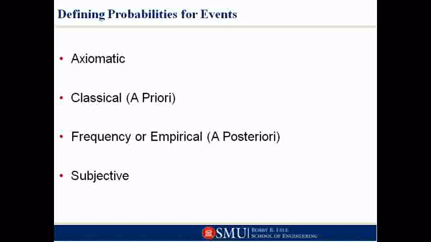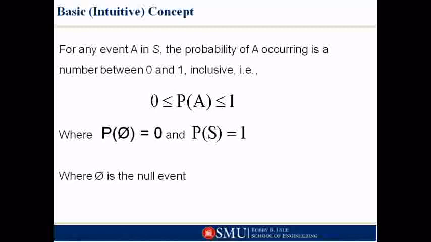Another way, and we're going to look at each one of these, is frequency or empirical. This is like the guy flipping the coin 10,000 times. A posteriori, after the fact, basically. You're going to do an experiment to figure out the probabilities of different events. And then there's subjective. You see this at the horse races, for example. Let me go through each one of these.